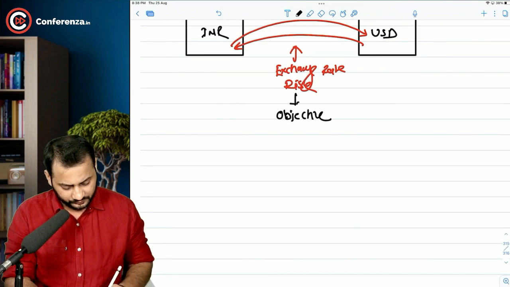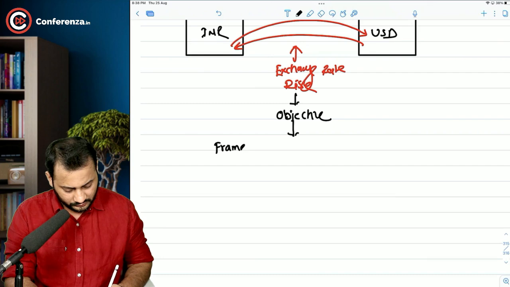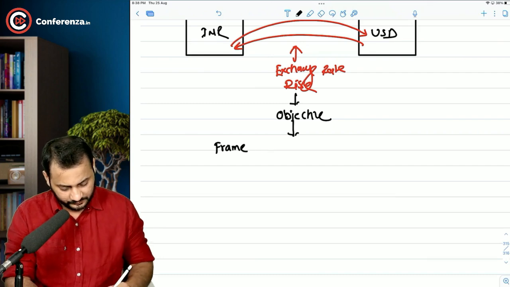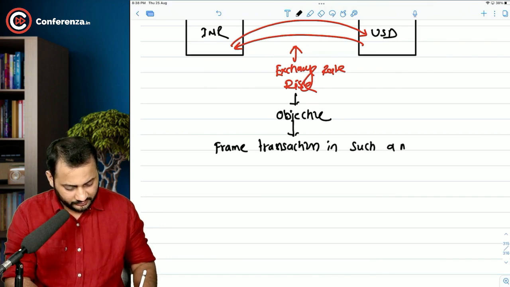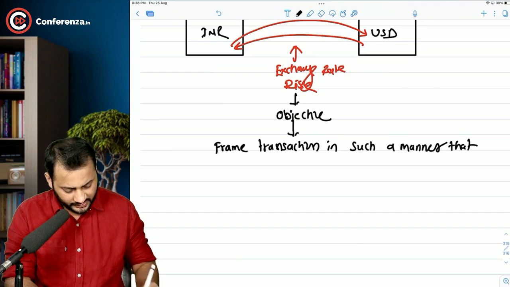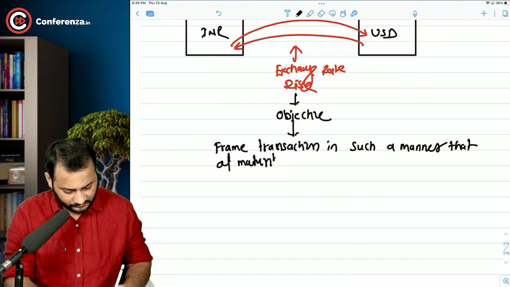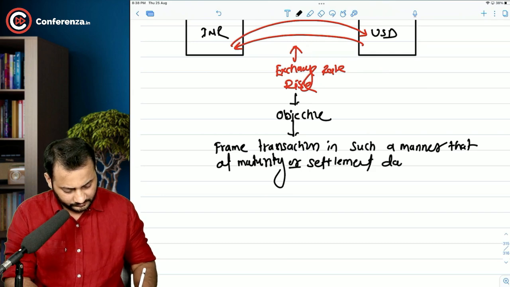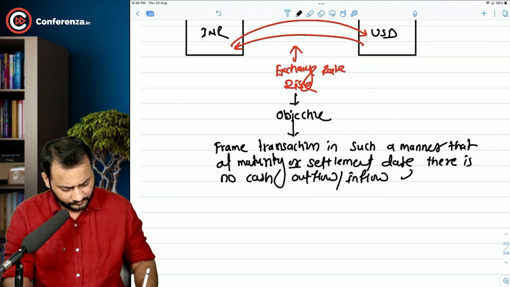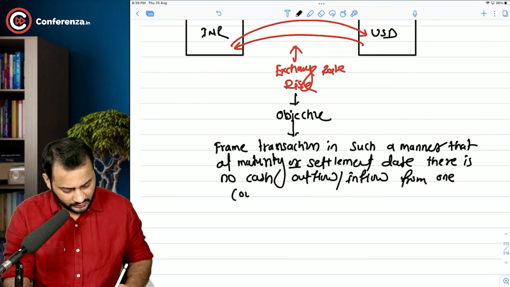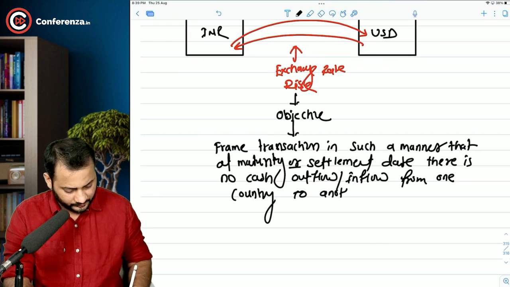understand the objective. Frame transactions in such a manner that at maturity, or we can say settlement date, there is no cash outflow or inflow from one country to another.